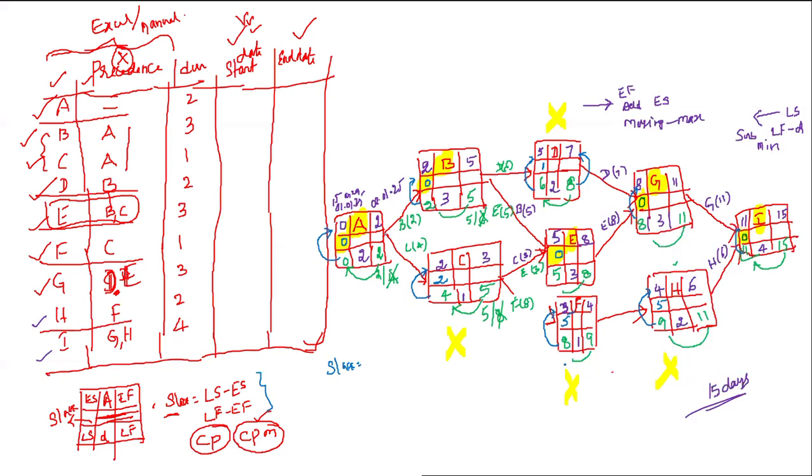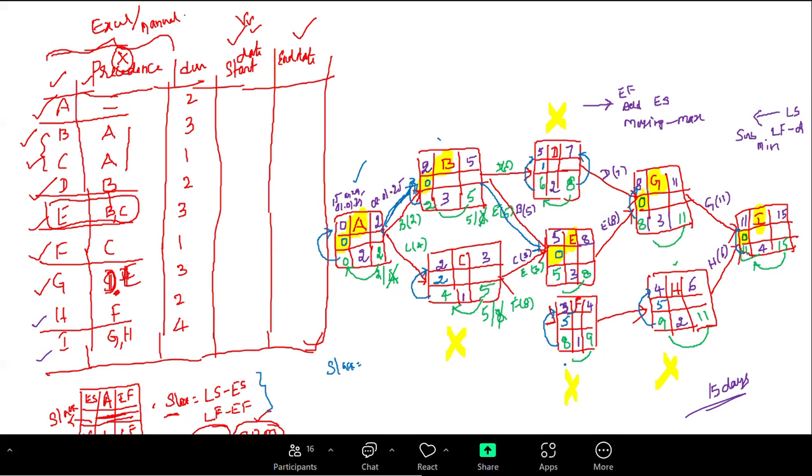Okay, so activity A to B. These two have slack zero, so I have highlighted that one. Next, from B to E, again there is a slack of zero. Wherever slack is zero, I'm highlighting that one. So A has slack zero, B has slack zero, E has slack zero, and after E, you have slack zero at G. And after G, the slack is zero at I.